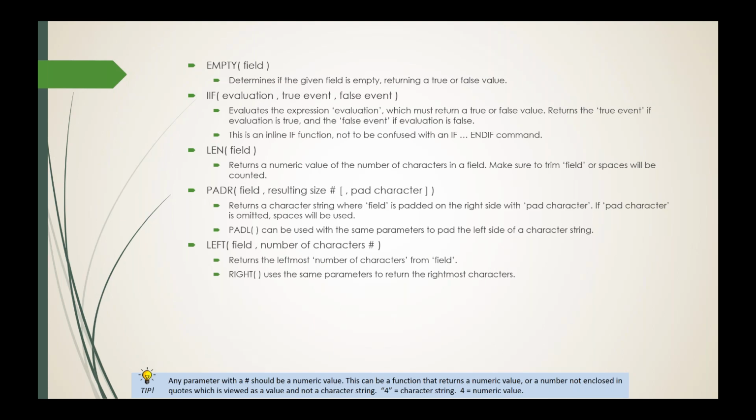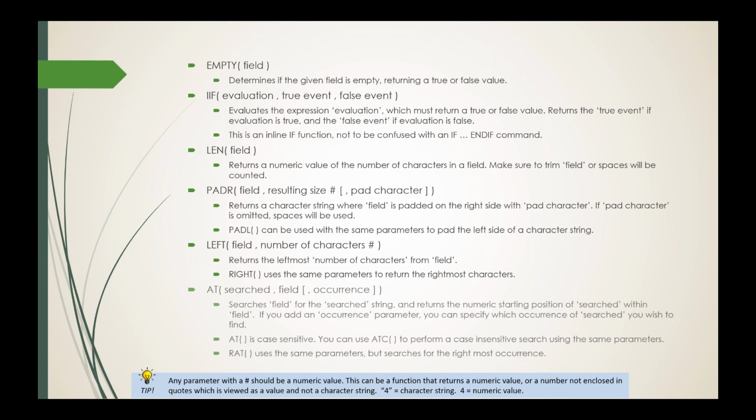Now we have left. Left is going to function similarly to our substring function. It's going to return a specific number of characters from a field, and as the name would imply, those are going to be the leftmost characters in that field. So if we provide a field and then a number of characters, say 10, it's just going to bring us a character string that is the 10 leftmost characters in that field. Right can be used instead of left with the exact same parameters as well, but that returns the rightmost characters of that character string. Then we have at.